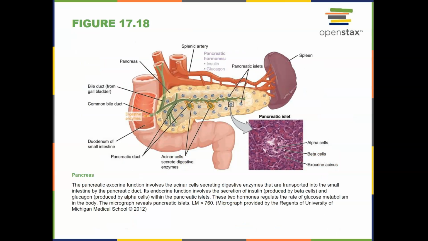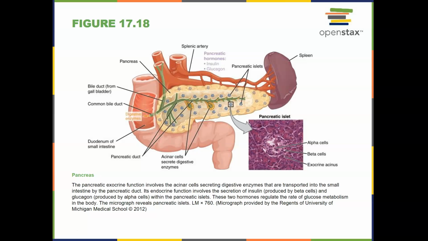Here's a separate picture showing you, or at least a drawing of, the pancreatic islets. You can see the alpha cells and the beta cells, which are much smaller, and then the exocrine acini right here, these little white pathways. Those are the little tubes taking the hormones out so that they can be picked up by the circulatory system.